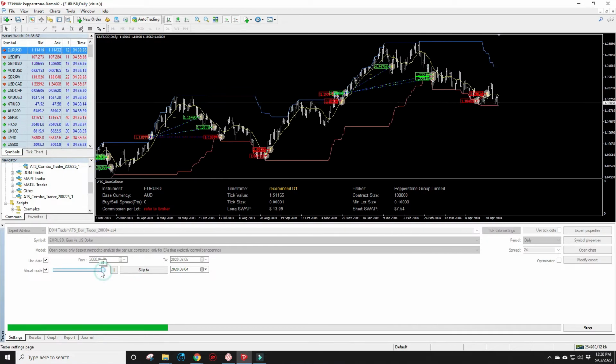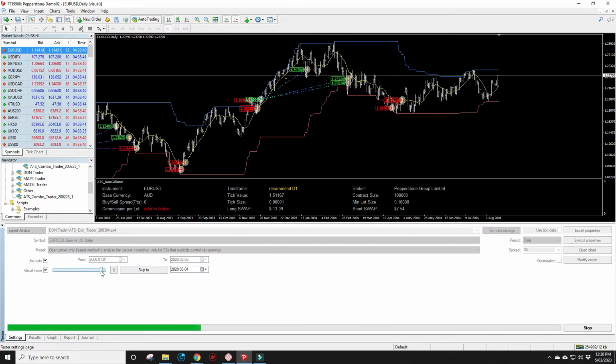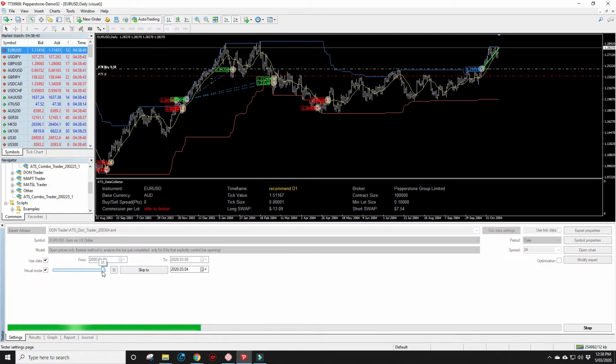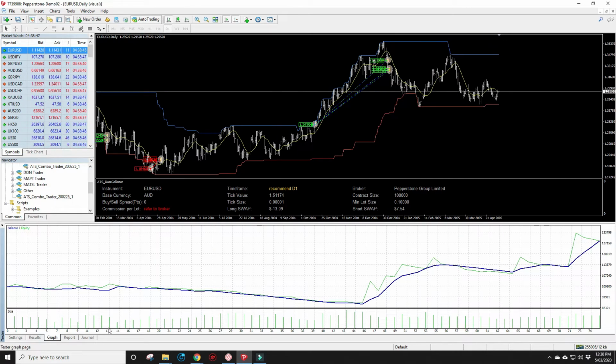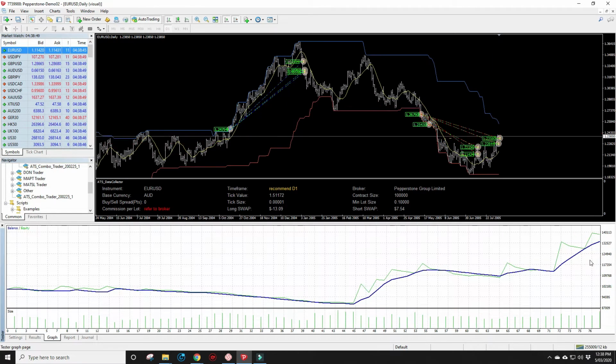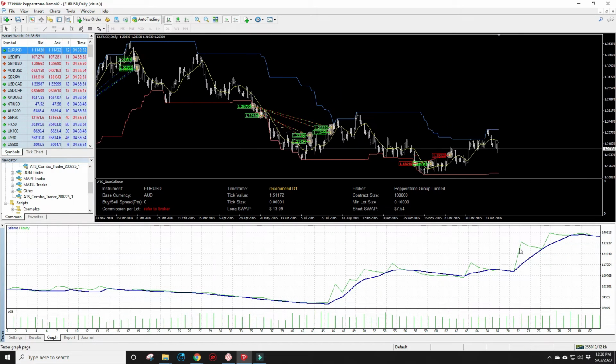So I'll just slow things down a bit. That's perfect. Okay, so we can see the equity curve below. The blue line is the realised balance and the green line is the floating equity.